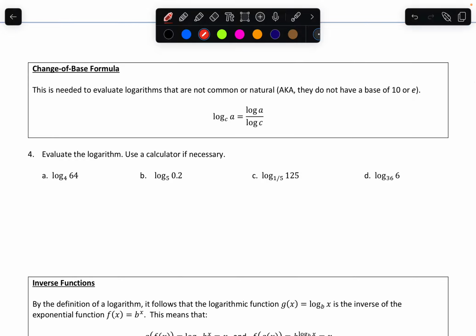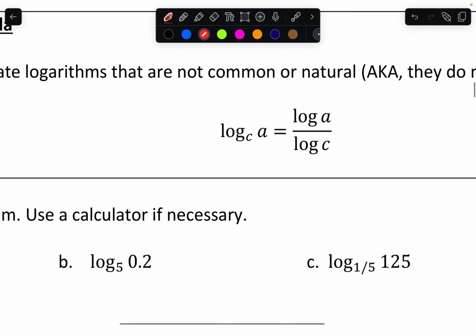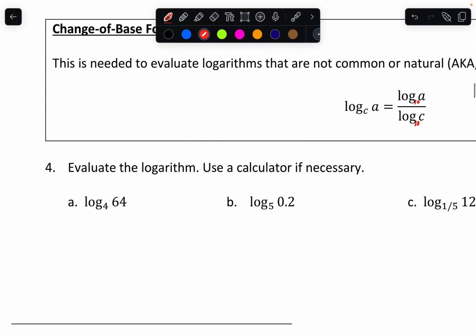An important formula for us to look at here is what's known as the change of base formula, which just means that if you have log base C of A, I can solve this by doing log of A divided by log of C. Remember that when you do log of A, it's going to assume base 10. So log base C of A is the same thing as log base 10 of A divided by log base 10 of C. I think this is fairly straightforward if we do a couple examples here.